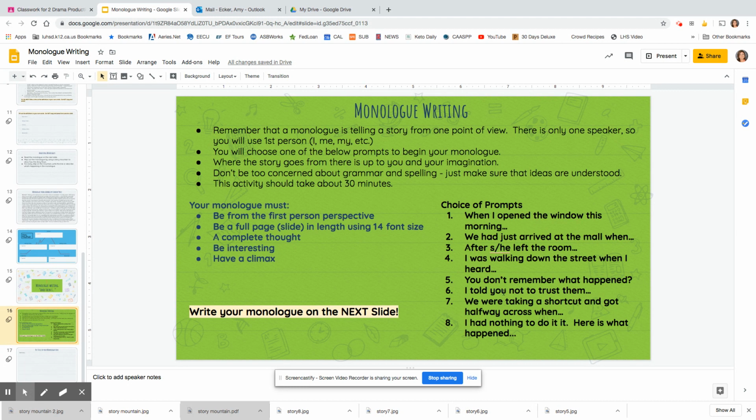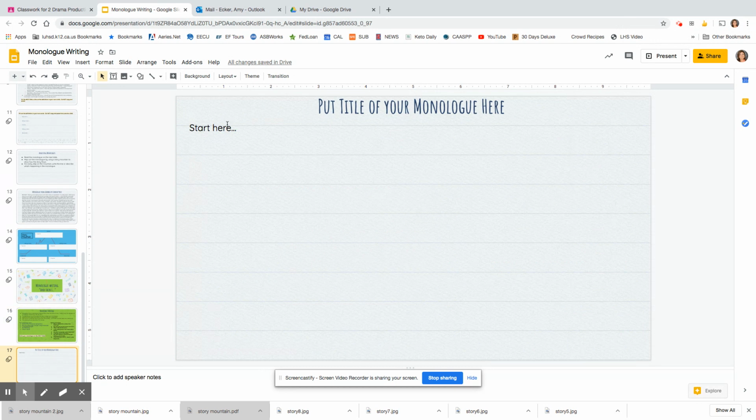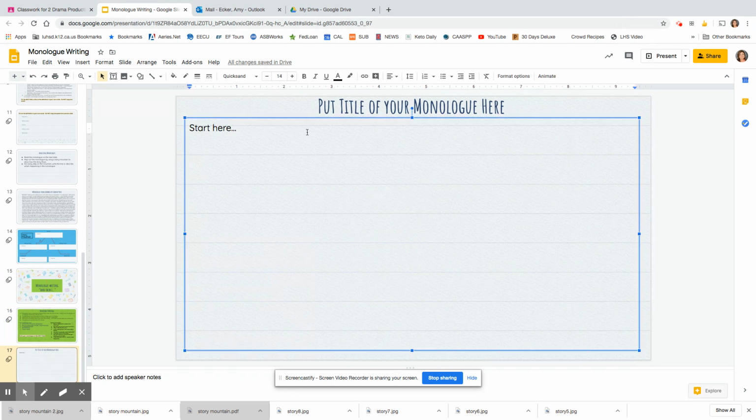You're going to choose one of these prompts, whichever one you like. Okay, so I might choose something like, I had nothing to do with it. Here is what happened. Oops, I got a typo there. I need to change that. I had nothing to do with it. Here's what happened. I'm actually going to start typing that right here. And then where it goes, it goes.